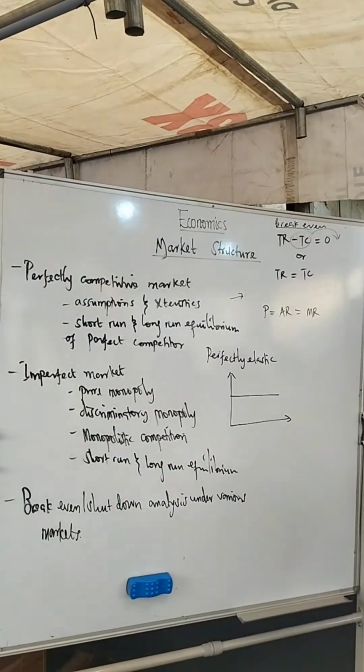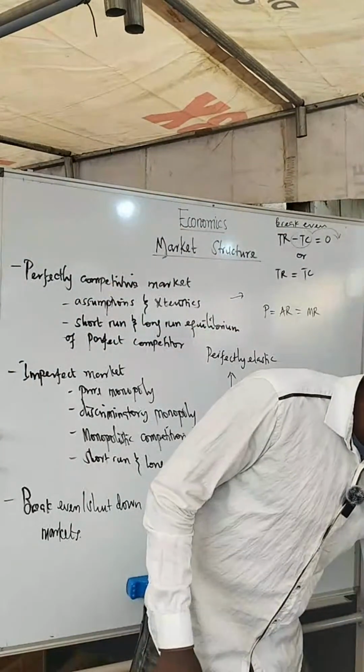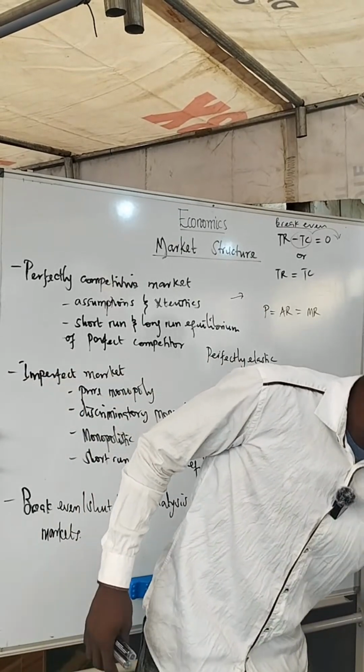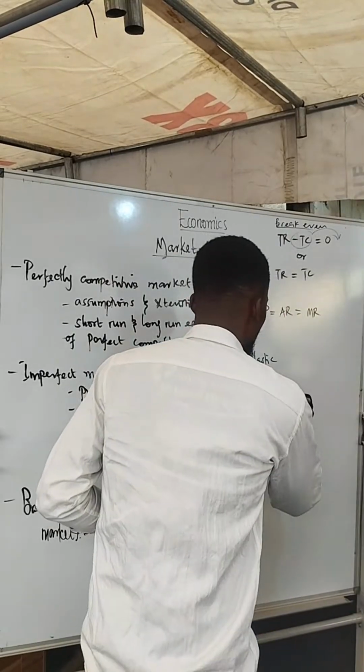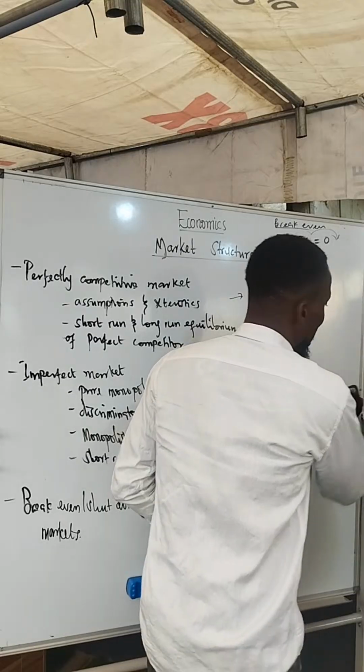Am I making any sense? The firm will lose its customers exponentially. So that is what we are saying here. The figure below shows, which I have drawn on the board already, right? So here you should also know that P equals what, everybody? P equals AR equals MR.